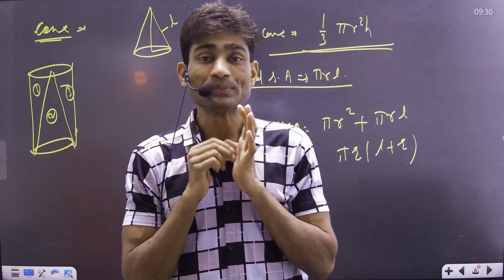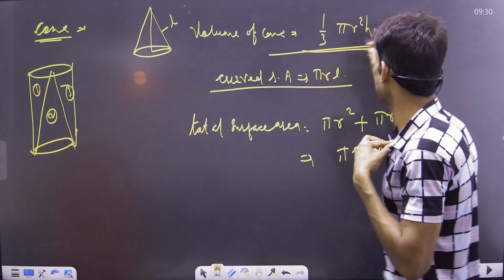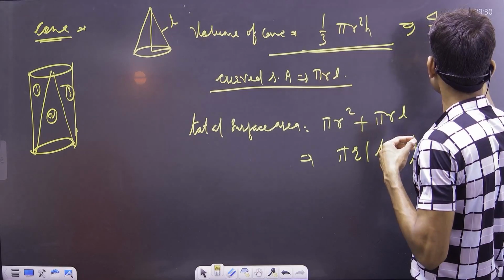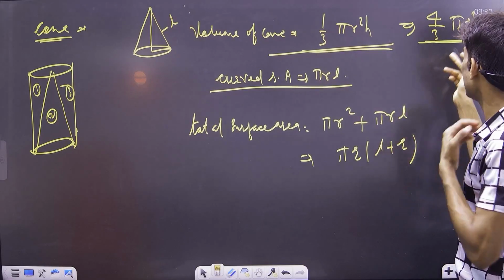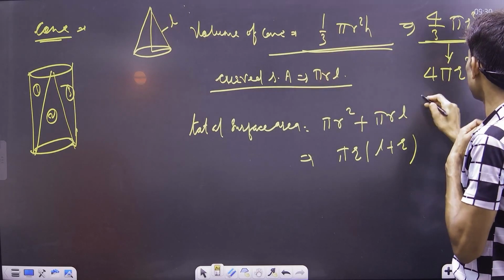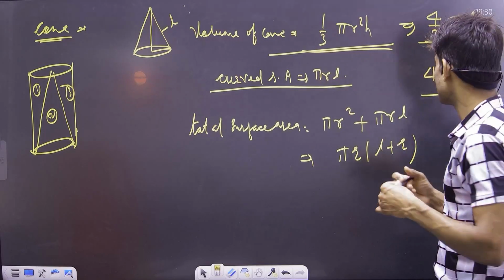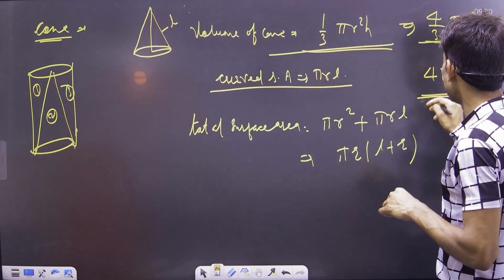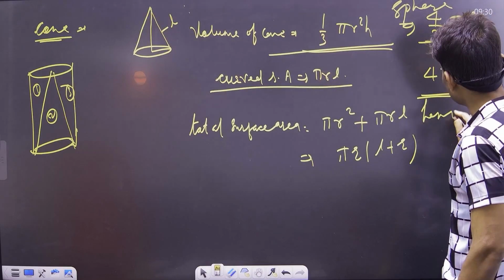Then the volume of a sphere is 4 by 3 pi r cube. The total surface area of a sphere is 4 pi r square. The curved surface area and total surface area are both equal. This one is for the sphere. After that, we write the hemisphere.